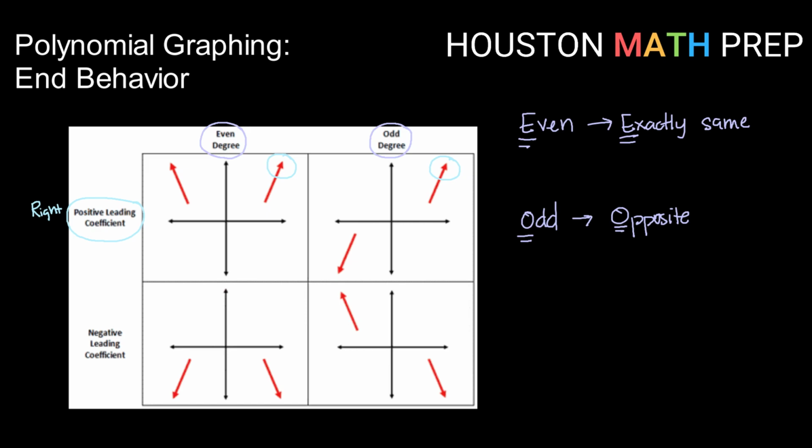The same thing is true when we look at a negative lead coefficient. For a negative lead coefficient, again, that's going to tell us the behavior on the right. On the right here with negative lead coefficient and even degree, I have down. Even is the same, so down, down. And negative lead coefficient with odd, again, it points down on the right, and opposite of that would be up.